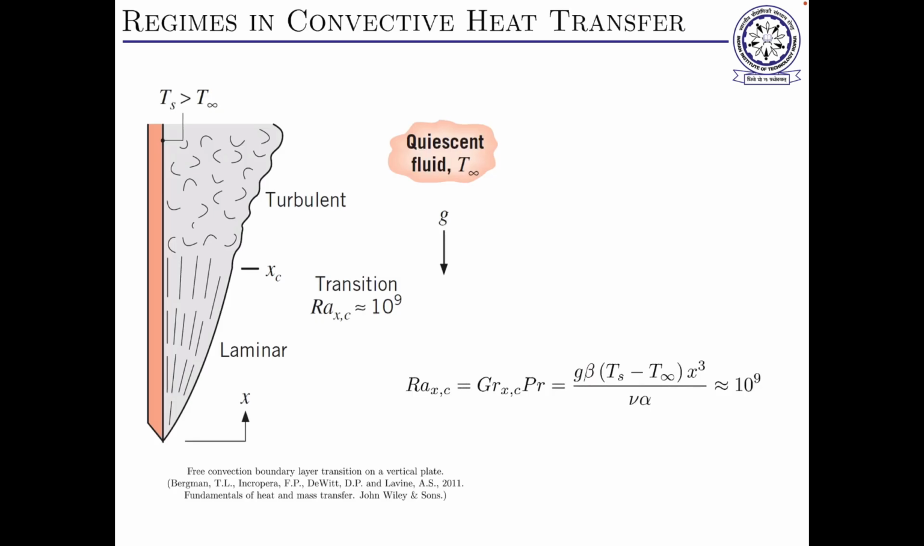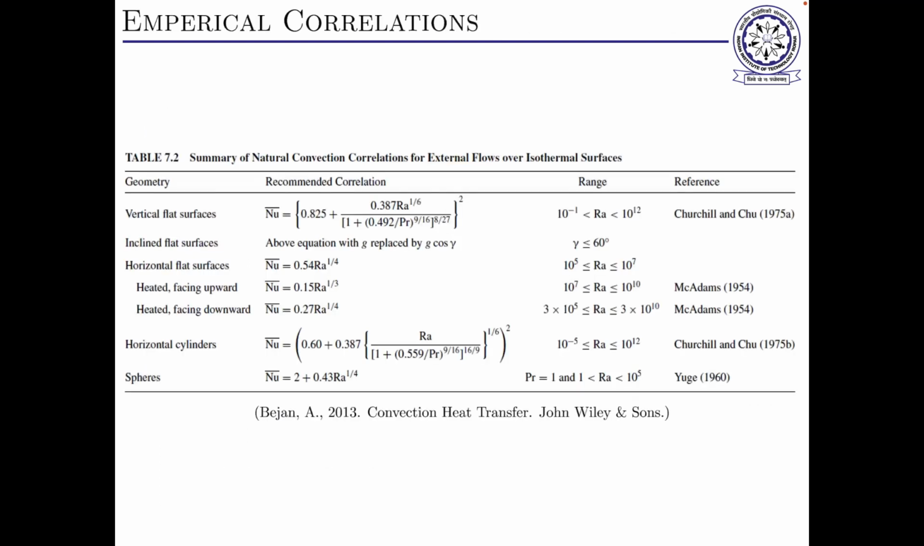What happens if the Rayleigh number is around 10 to the power 9 or greater? We say the transition has taken place for all practical purposes. The Reynolds number doesn't work in natural convection; here the Rayleigh number works. If the Rayleigh number is less than 10 to the power 9, the flow is laminar. If it is greater than 10 to the power 9, it is turbulent.